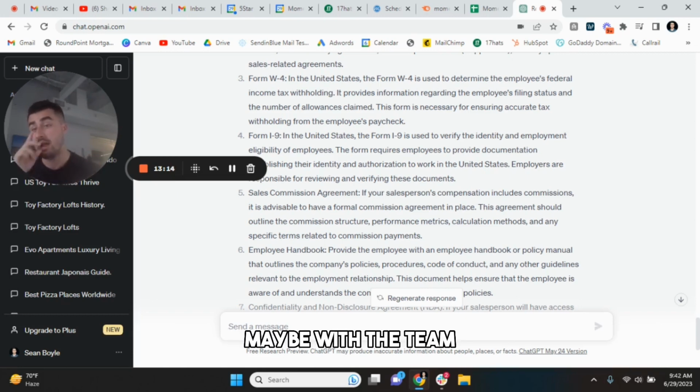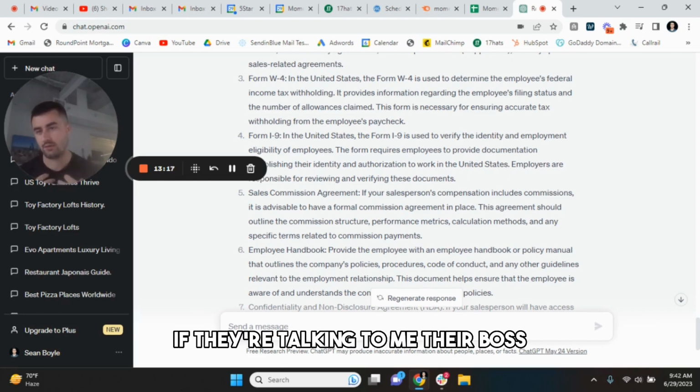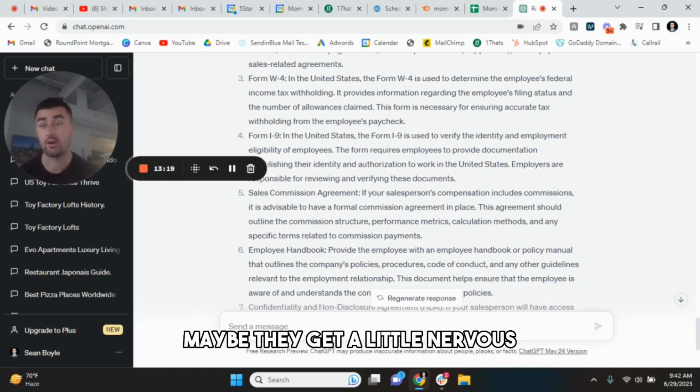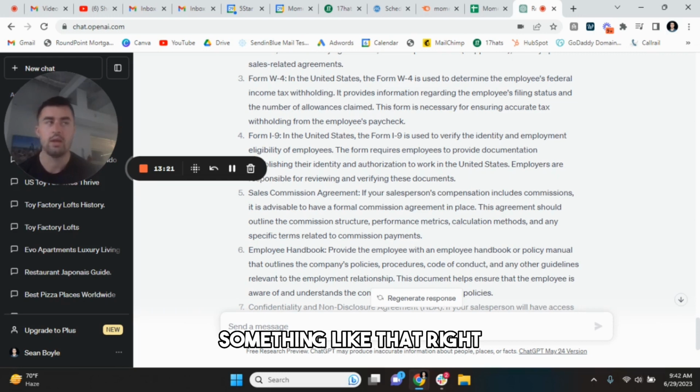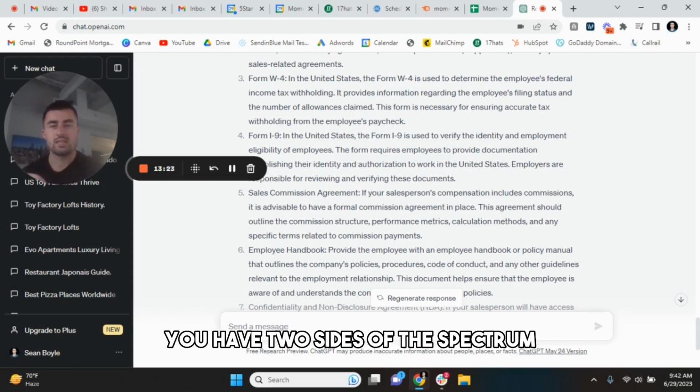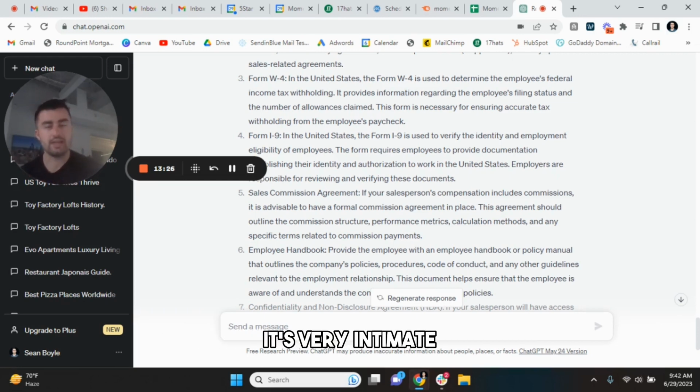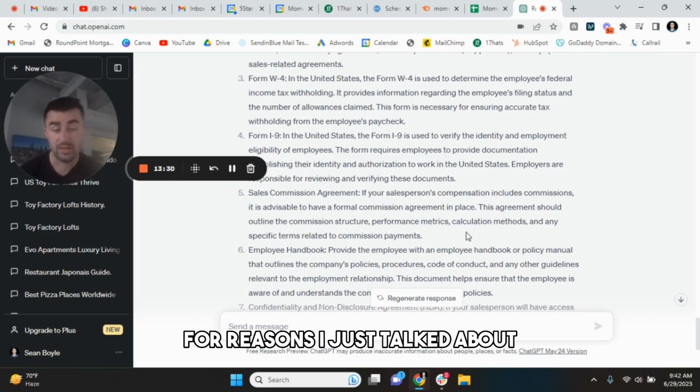Maybe with the team, they crush it, but in the one-on-one, if they're talking to me, their boss, maybe they get a little nervous because I'm their boss, something like that, right? So you want to make sure that you have two sides of the spectrum. The one-on-one, which is very important, it's very intimate, and the team training, which is, again, very, very important for reasons I just talked about.